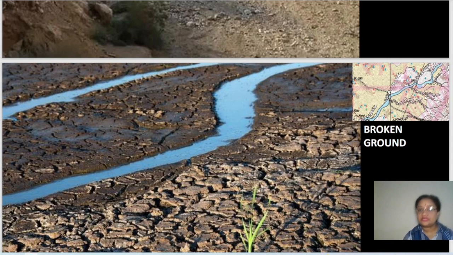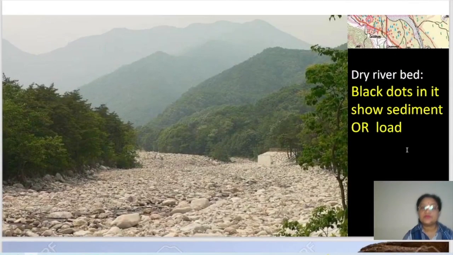Okay, children. Now this has been shown in the topo sheet. Wherever you find this type of symbol, keep this in mind. Always it is shown near the seasonal streams or any such areas where the rainfall received is seasonal. Okay, this is broken ground. Now come to the next one.